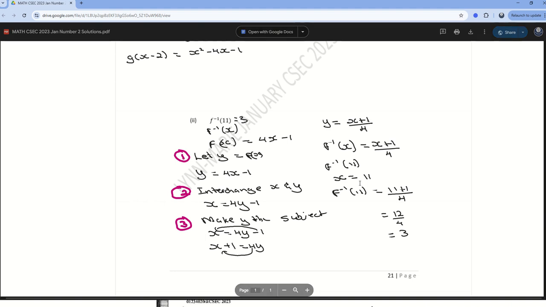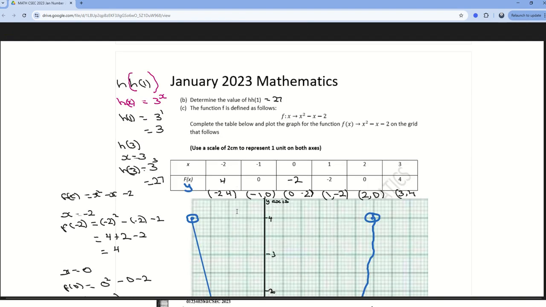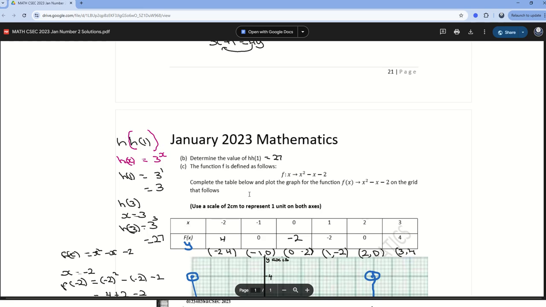So f inverse of 11 would be x is equal to 11. So it's 11 plus 1 over 4. That's 12 divided by 4, which is 3. Then find the value of h of 1.